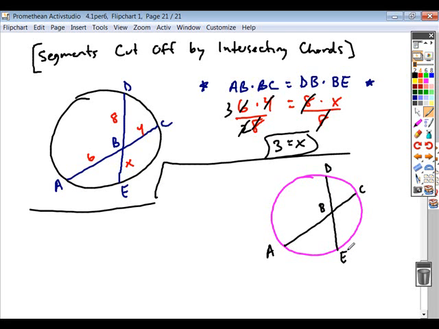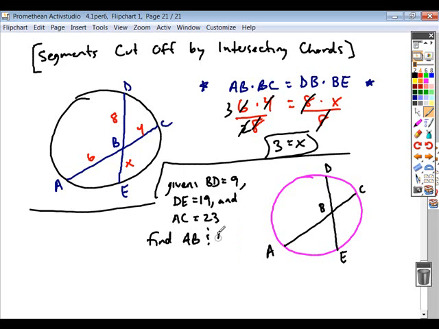Hey, if I gave you the following pieces of information. So if I told you that BD was 9, DE was 19, and let's say AC was 23, and I asked you to find AB and BC. Just take a moment or two and see if you can work with this information and take it anywhere closer to finding AB and BC.